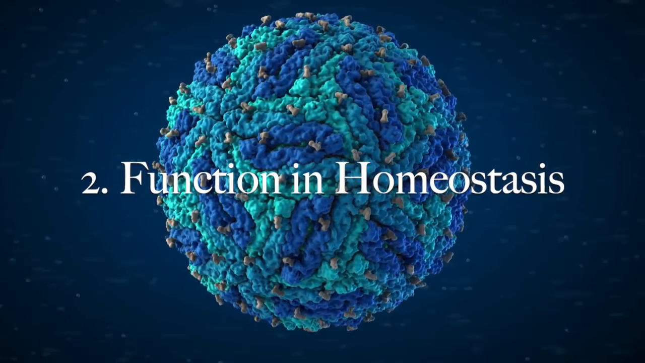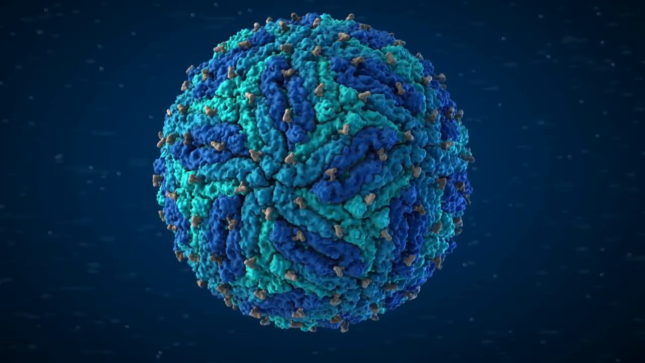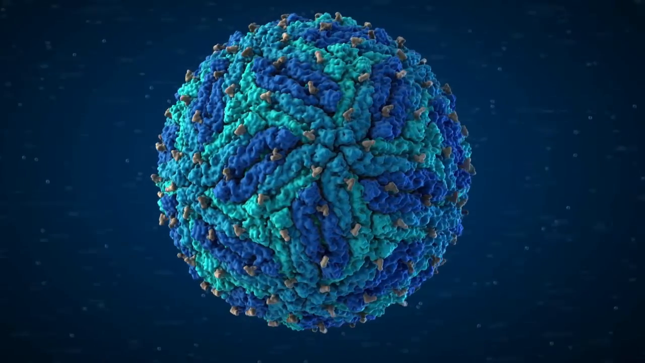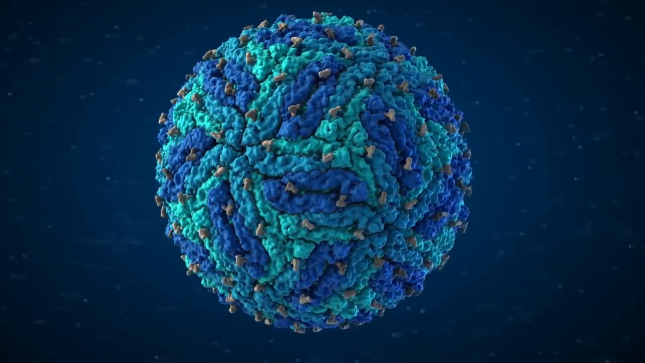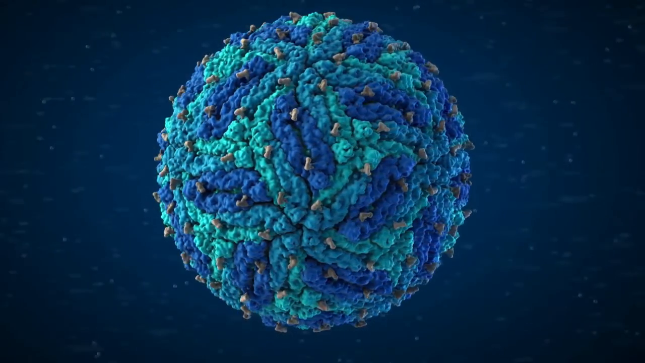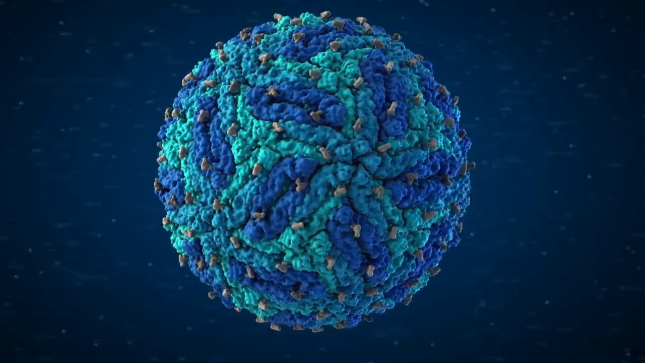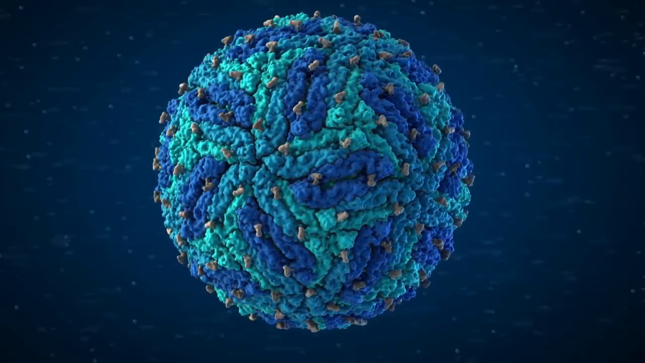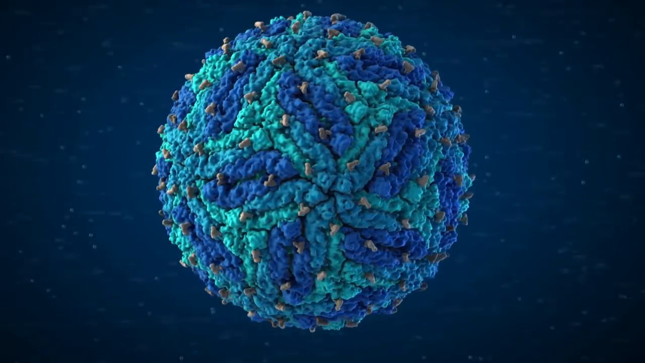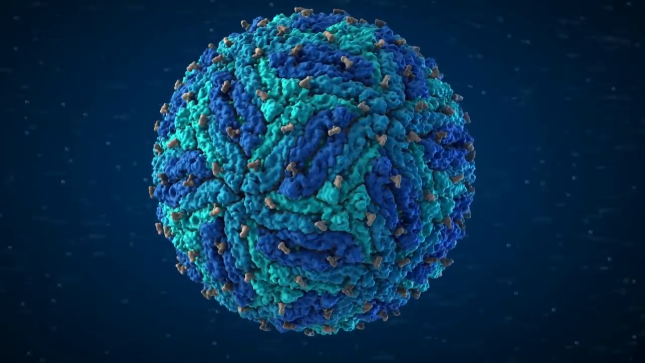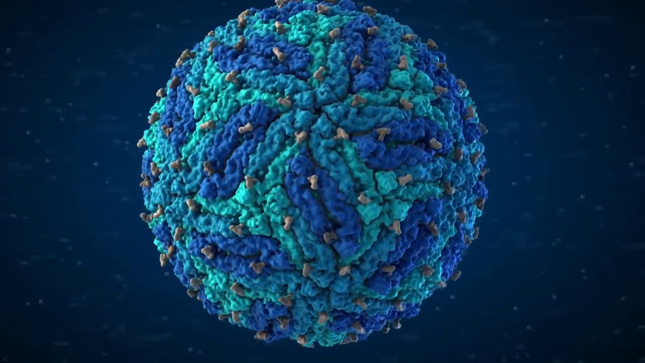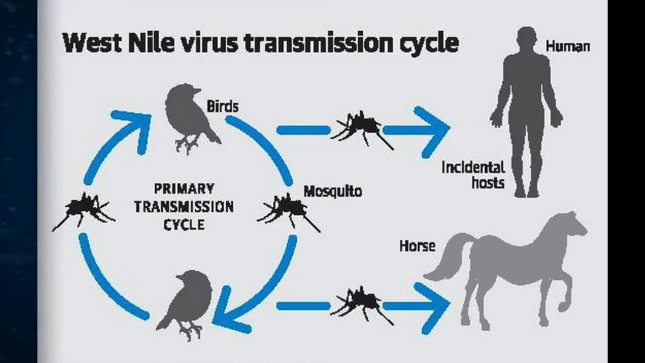This virus is associated with the genus Flavivirus, which are positive, single-stranded, enveloped RNA viruses. It's structured by spherical enveloped icosahedral. It's 40 to 60 nanometers in size and contains 3 structural proteins and 7 non-structural proteins.